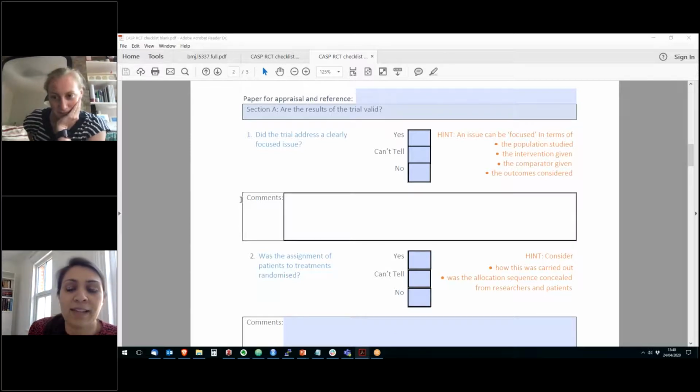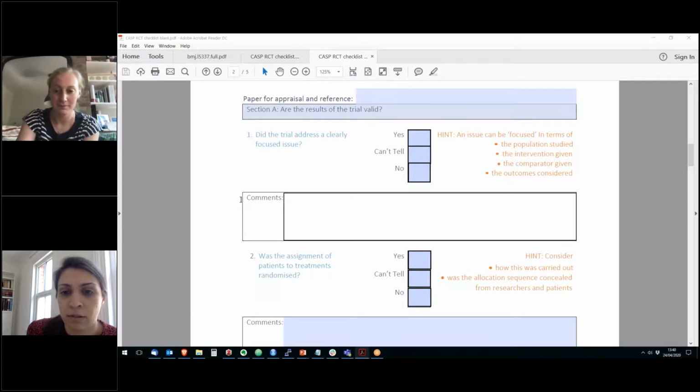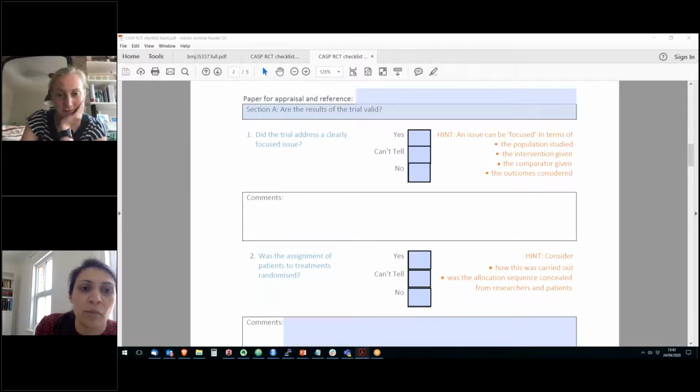I think then we can move on to the next question. Yes, George, we're going to talk about that in terms of the applicability at the next stage. But in terms of just answering the question, does this study have a good clinical question that they're trying to ask? We think that it's an appropriate way of asking this question. The next question is, was the assignment of patients to treatments randomized? What did you think about the randomization? And did you think that the randomization was done well? And if so, why?